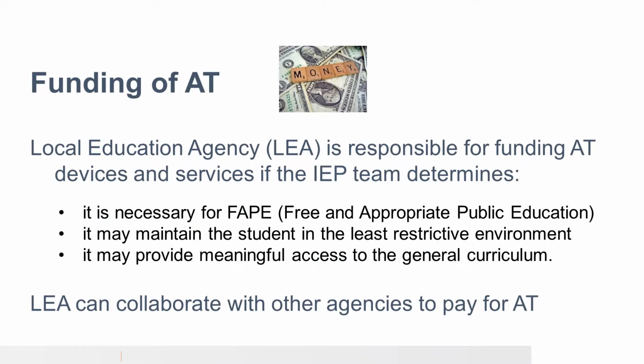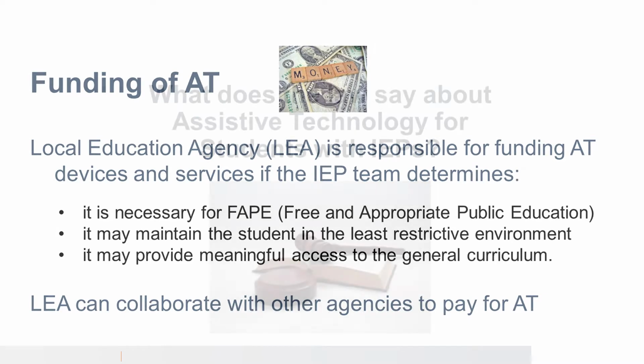So who pays for the assistive technology? If it is determined that the student requires AT in order to receive FAPE, and remember that's a free and appropriate public education, or if it helps keep the student in the least restrictive environment, or if it is found that the student needs it to access the curriculum, then the school system is responsible for paying for both the tools and the services necessary to help him learn how to use them. The school can collaborate with other agencies like Medi-Cal to help pay for certain tools if the parents give permission. However, it is up to the school to be sure that the student has what he needs to obtain an appropriate education.